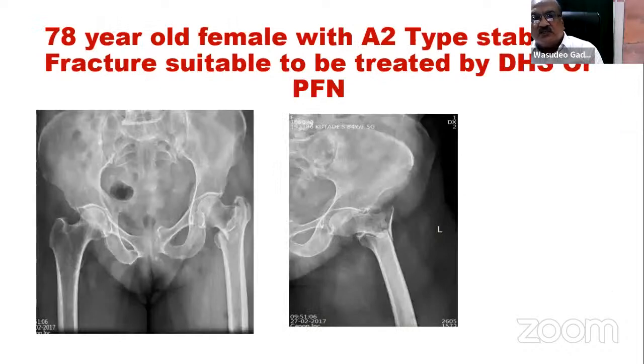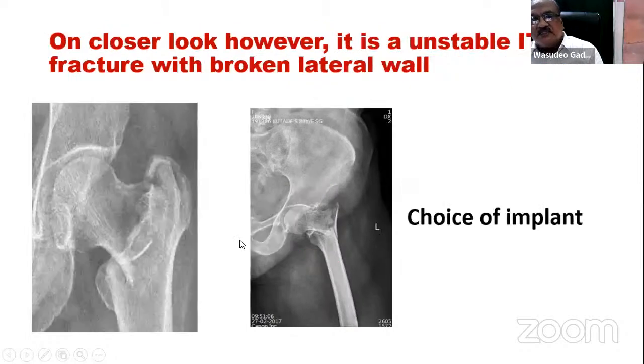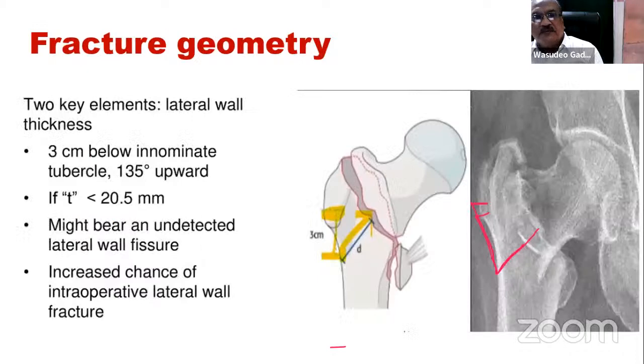And these all look to be osteoporotic stable fractures. And you can see if you take a CT scan, it will turn out to be an unstable fracture. DHS is contraindicated because of the very thin wall and less than 20 mm, so the choice of implant, though it appears to be a DHS, is a PFN.